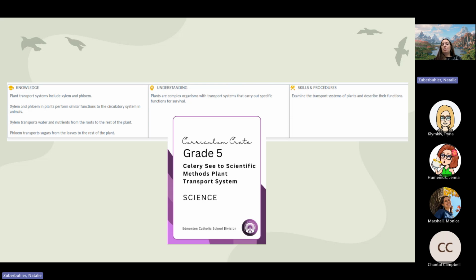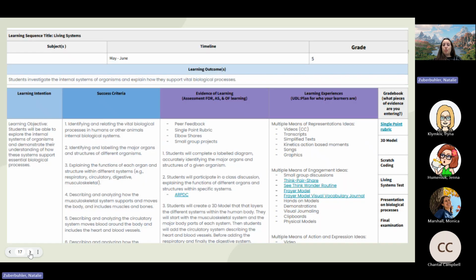How the body systems relate to plants is that because we have the circulatory system, plants have one that's similar but different. It's the plant transport system. And this Celery Seed to Scientific Methods plant transport system crate is going to be a really engaging one. You're going to do your stereotypical activity where you get the celery stalk and we need to visually see and experience that food coloring going up in it. That really exemplifies those plant transport systems. And then there are really fun facts and ways to represent that. So grade 5, super, super fun.